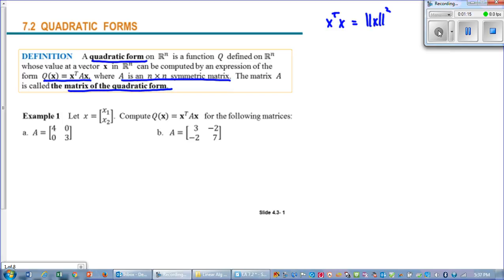Okay, so a function that can be represented in this way as x transpose Ax will be a quadratic form. So what we want to do is start with matrix A, and I want to show you how to get the equivalent quadratic form, that function. So we're going to start with x represented as x1 and x2, and we're just going to compute this value. So x transpose will be x1, x2, a row vector, times the matrix A. In this first example, we'll have 4, 0, 0, 3, and then times the vector x.